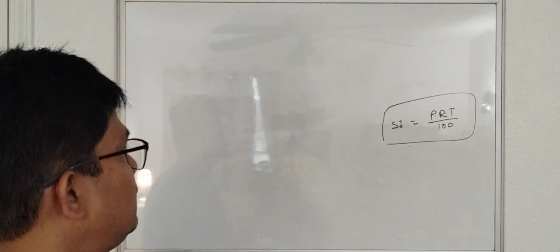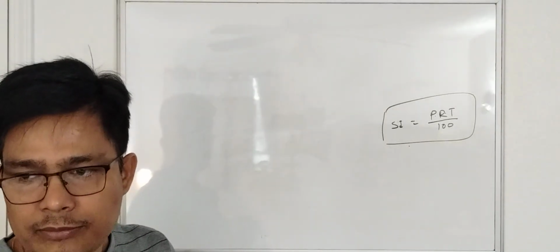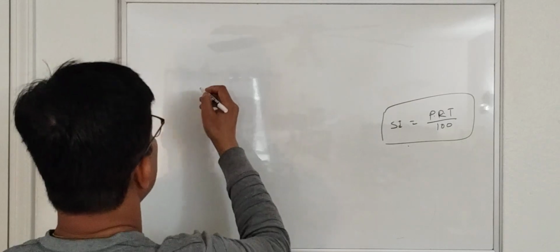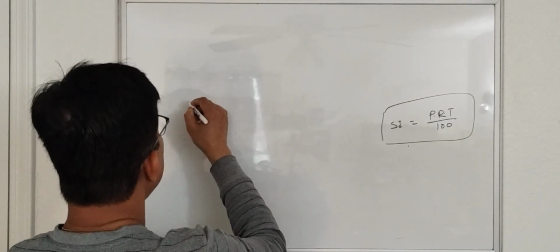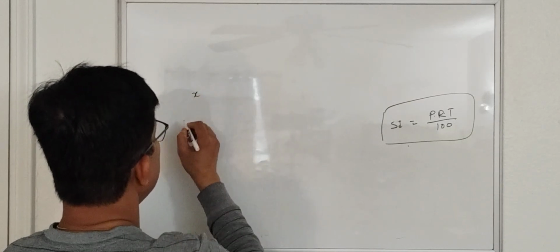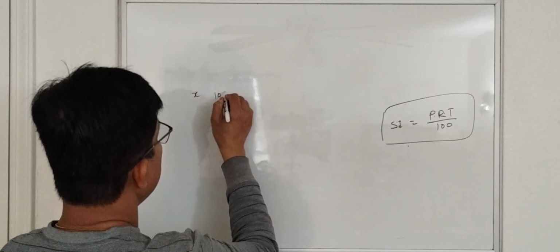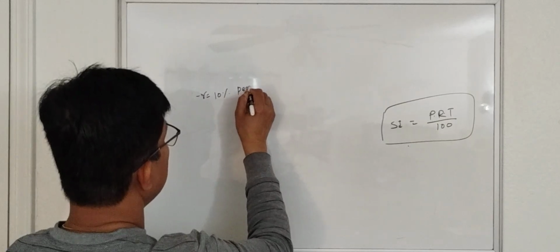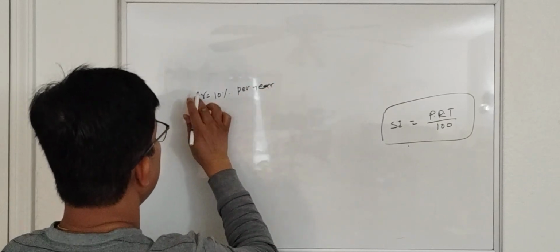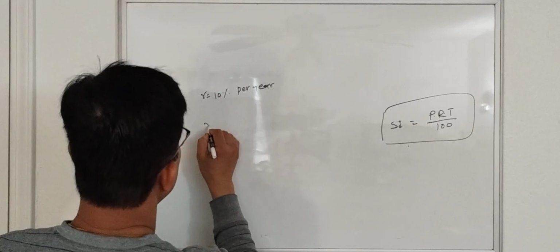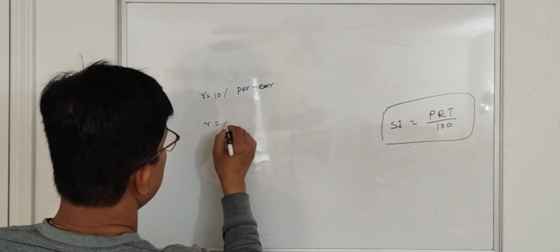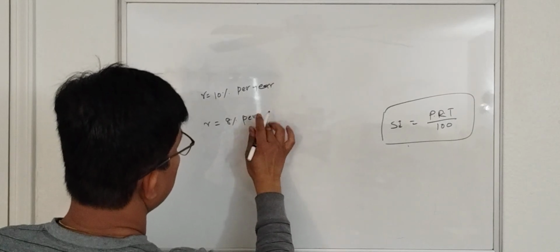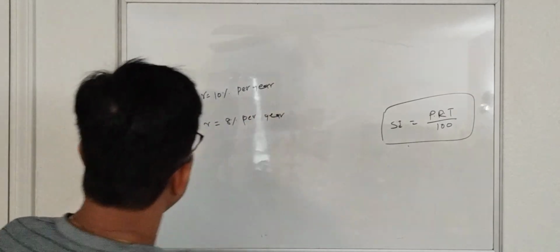So another problem is again a simple problem. Let's say you want to put some amount in a plan that gives you 10% rate, 10% per annum, per year, okay, and another plan is like 8% per annum or per year, okay.